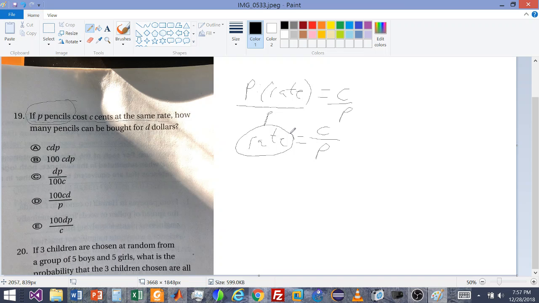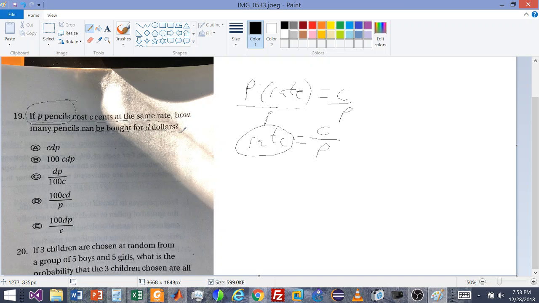Now, the second part is how many pencils can be bought for D dollars, okay? When we were covering this in the book, the way the book has it set up kind of confused me because it said 100D. I couldn't figure out where they were getting that. Well, if you set up your first equation in terms of cents, then D is the number of dollars. So you have to convert D into cents somehow, and $1 equals 100 cents. So it's D times 100 because D represents the number of dollars.